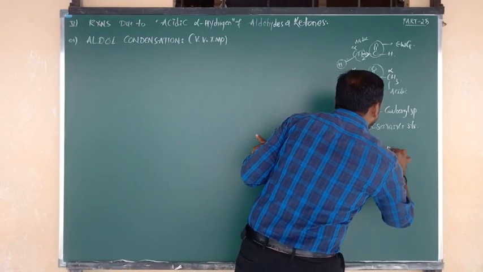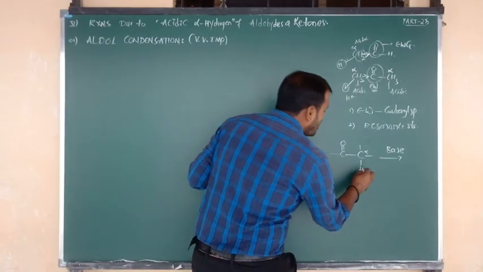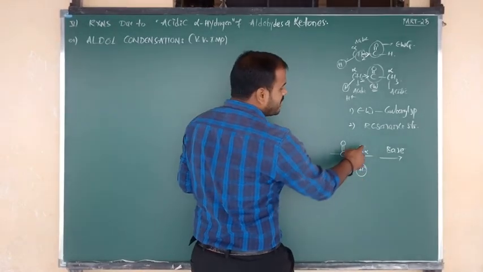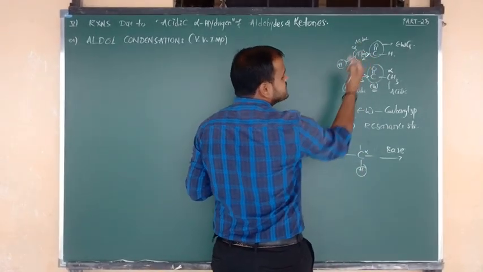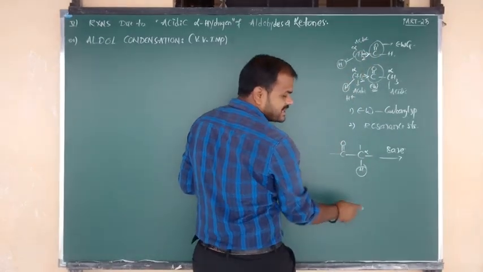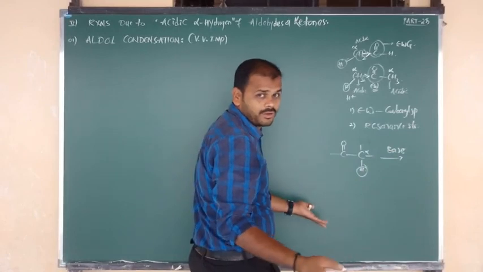So I am going to be right here, base. Base is going to accept what, Nana? Hydrogen. Which hydrogen? Alpha hydrogen. Because alpha hydrogen is more acidic, it can lose the H plus ion. That H plus combines with OH minus base, and you can remove the water molecule.